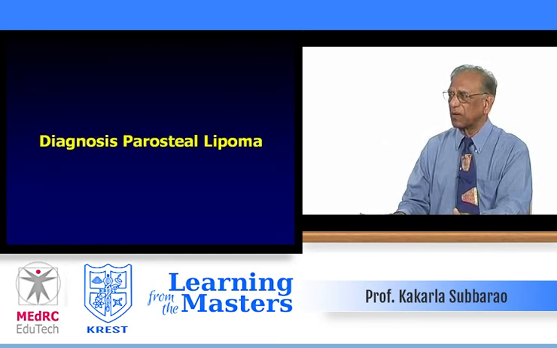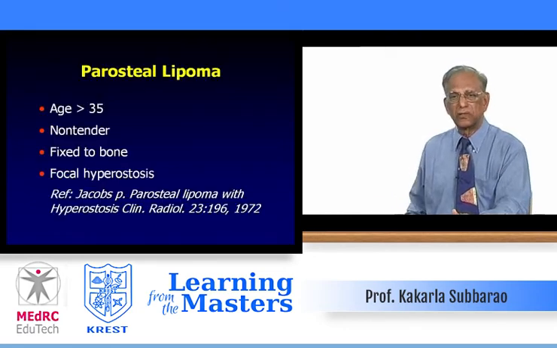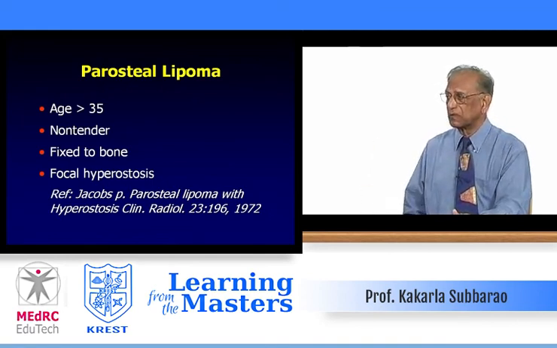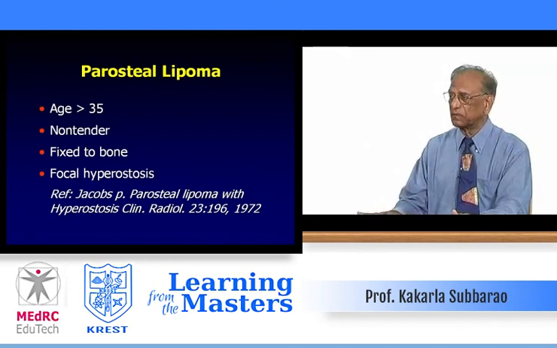Diagnosis, paraosteal lipoma. There's an entity called paraosteal lipoma. Age is generally less than 35 years, a non-tender mass, fixed to the bone, with focal hyperostosis and calcification also, or ossification. It was described much better by Jacobs in 1972. Since then, occasionally we see a case of this sort.